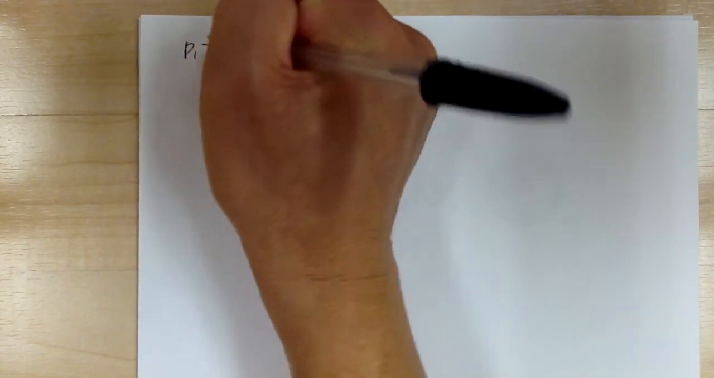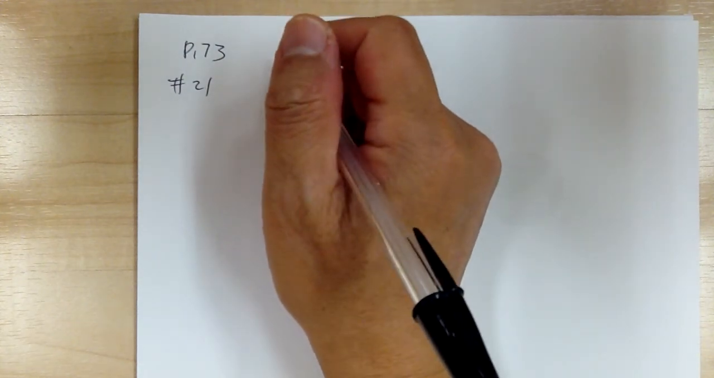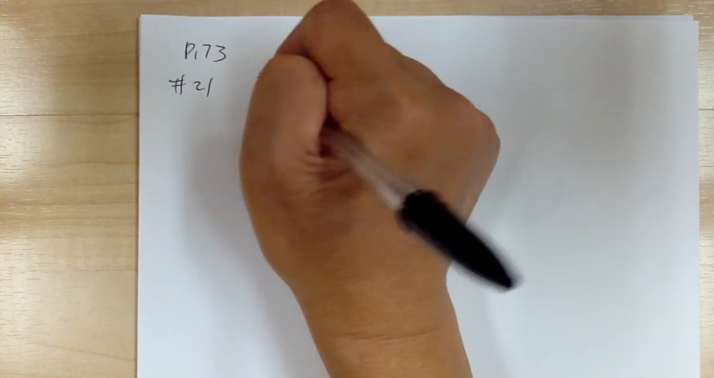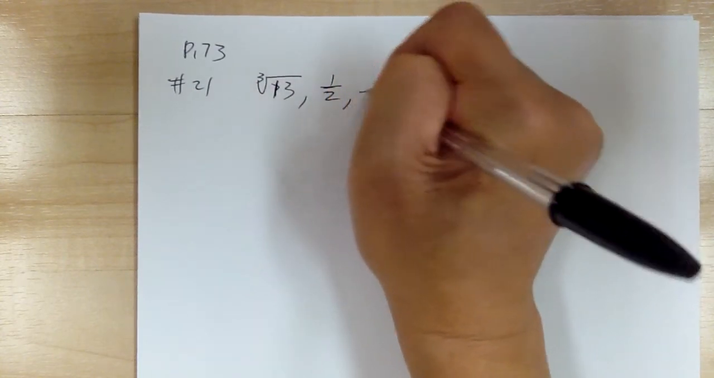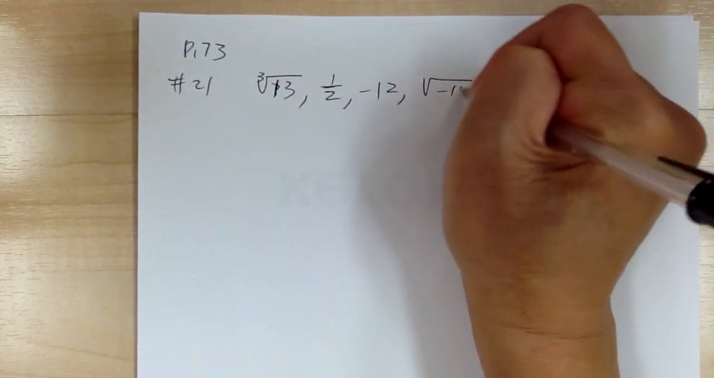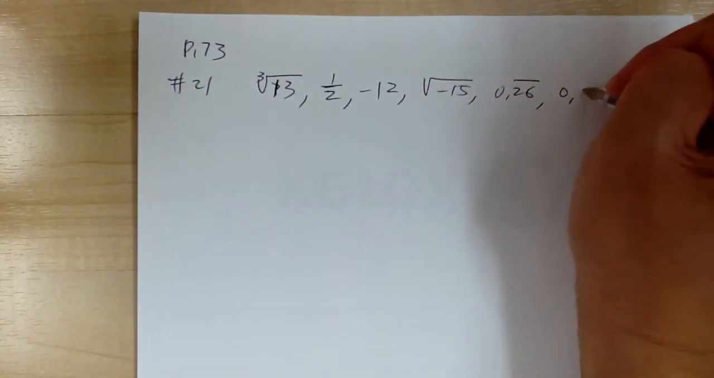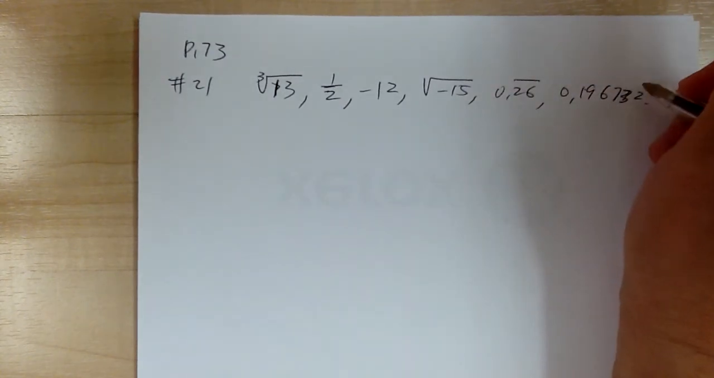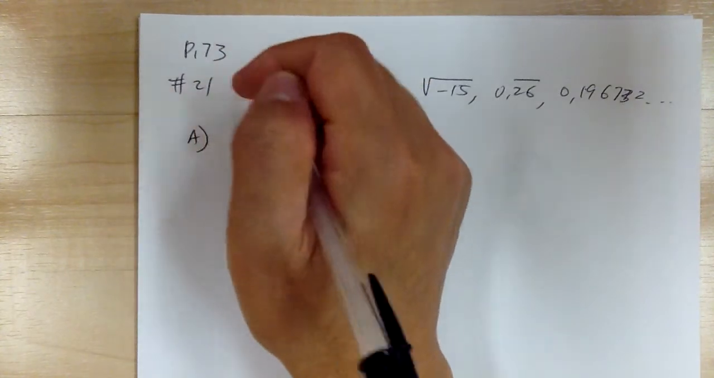Okay, let's go to page 73 and do number 21. You have to categorize the numbers. You've got cube root of 13, 1/2, -12, square root of -15, 0.26 repeating, and 0.19673 that never repeats.